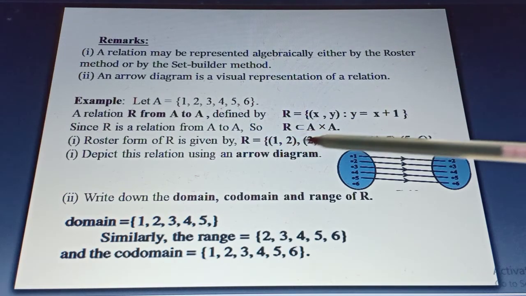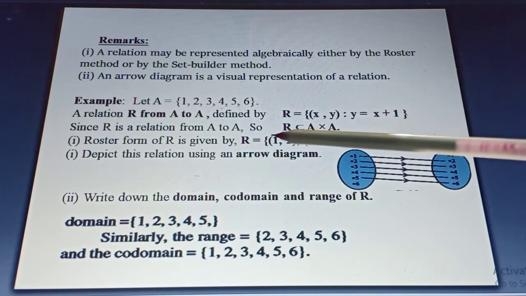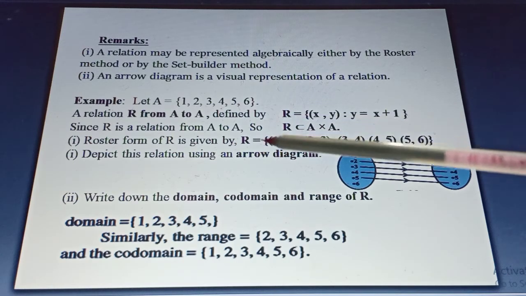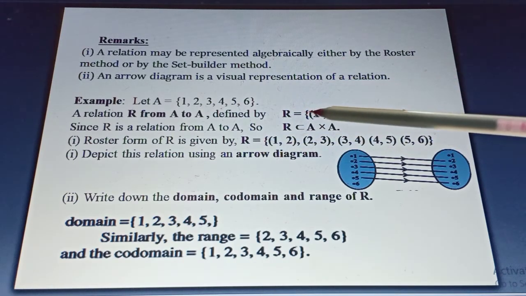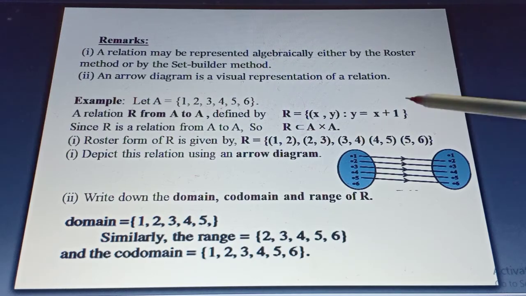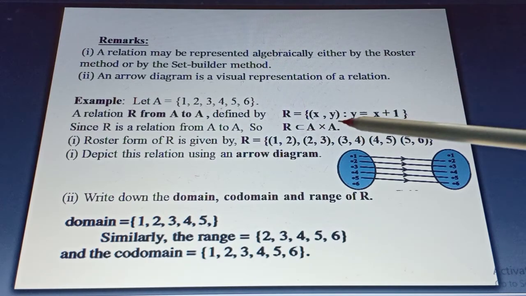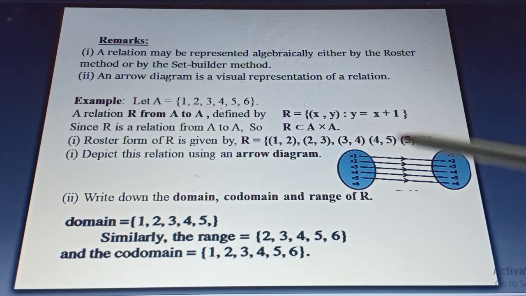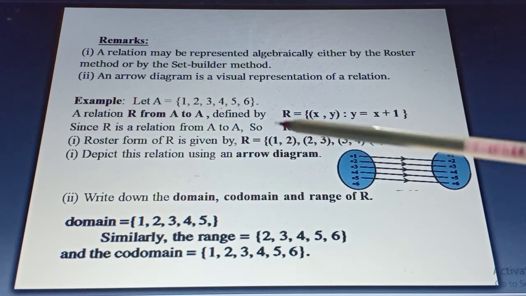So these are the elements of the relation R in roster method. And this relation we can represent in an arrow diagram like this. 1 is related to 2.